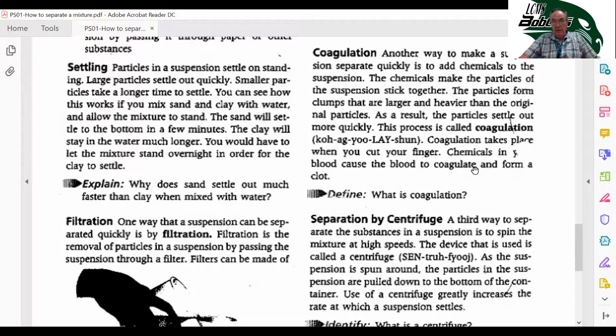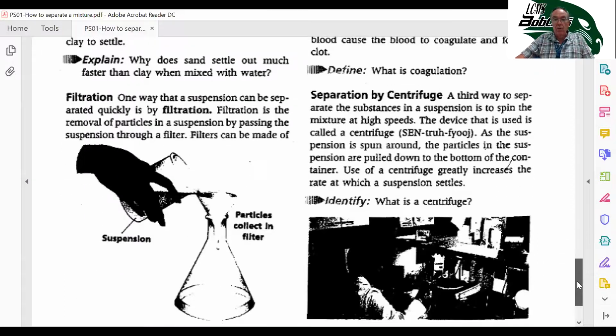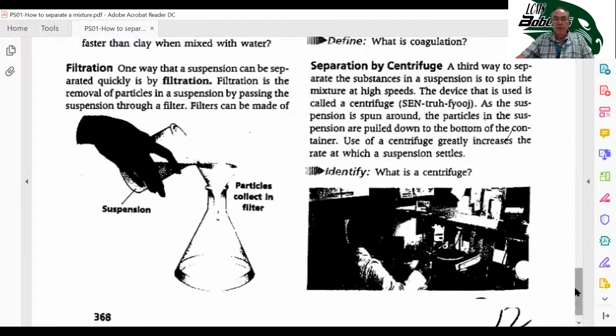Coagulation takes place when you cut your finger. You have chemicals in your blood that cause the blood cells to clump together into big clumps, and the big clumps are what stop the blood from pouring out the hole, so you don't bleed out. Now, in real life, some people don't have those chemicals. They're called hemophiliacs. So if they get a cut, they need to really go to the doctor because they will continue to bleed because they don't coagulate. So that's a real life example of coagulation.